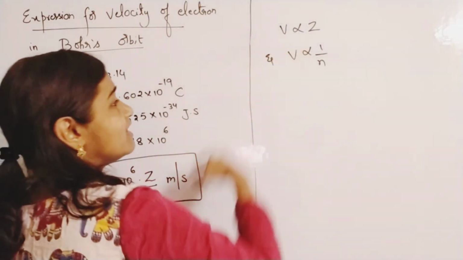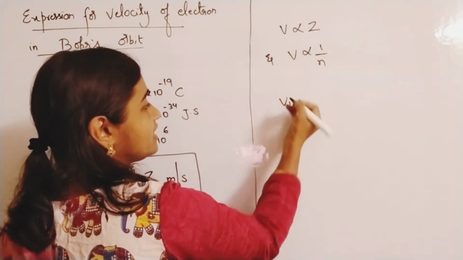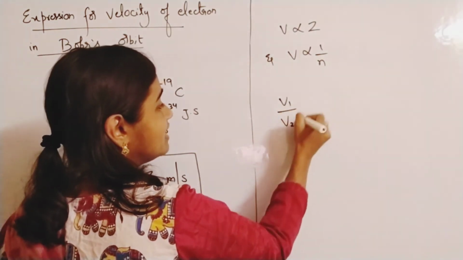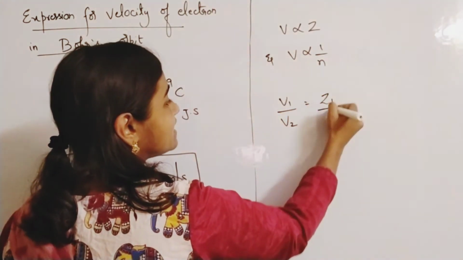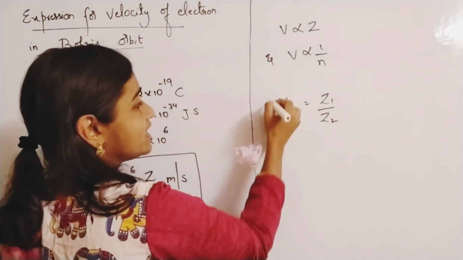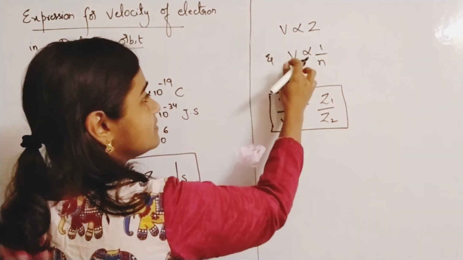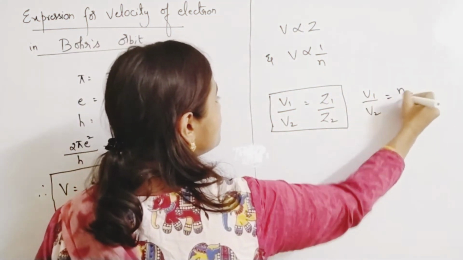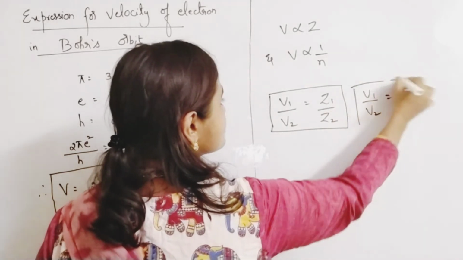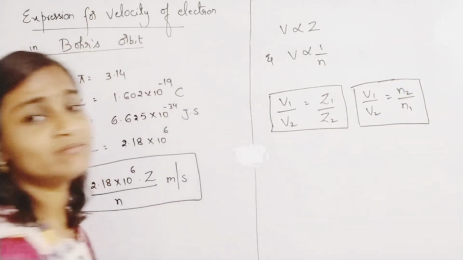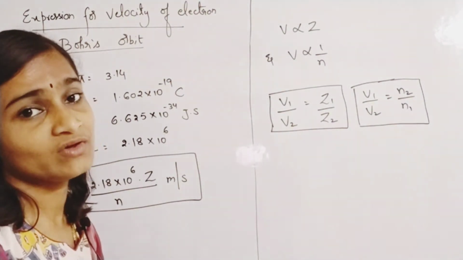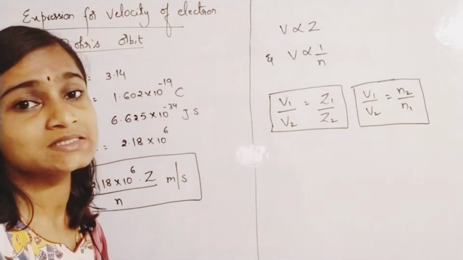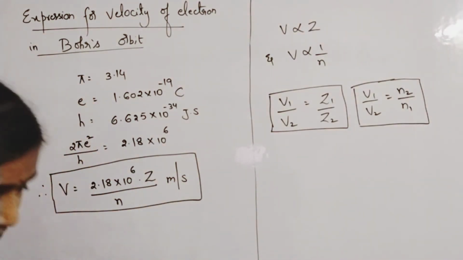Suppose you take two different velocities. V1 by V2 is equal to Z1 by Z2. From this equation you can get this, and from the other equation, V1 by V2 is equal to n2 by n1, as they are inversely proportional. These two are also formulas we will come across for doing numericals, so please note them down.